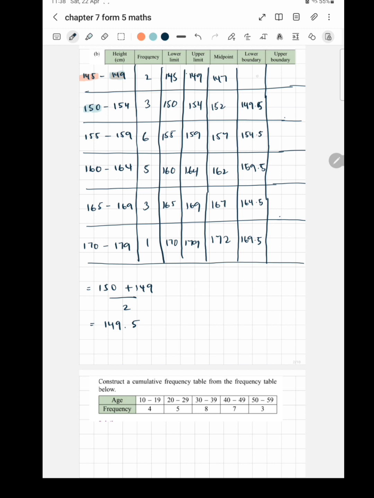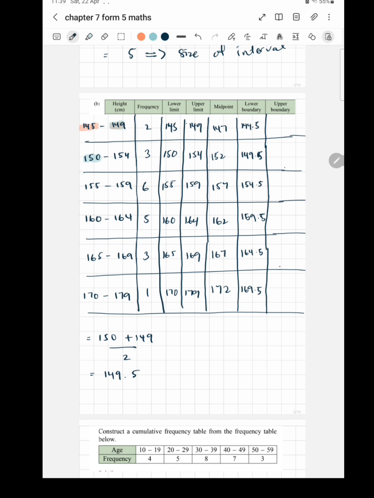To find the first class lower boundary, we just find the difference between this class and this class. Go ahead and take these values and subtract them from each other. Then I'm getting the difference as 5. So what we do is take 149.5 minus 5. I'm getting 144.5, and that is the lower boundary for the first class.